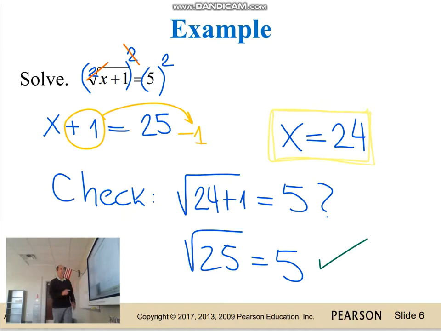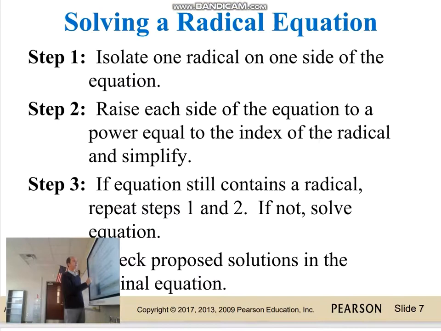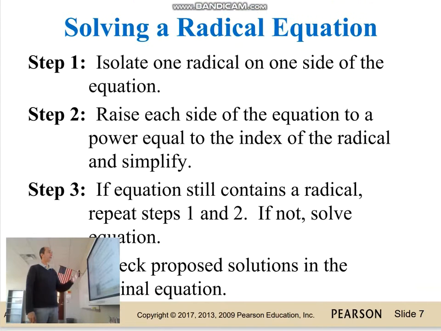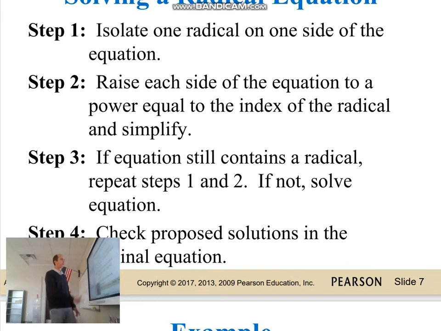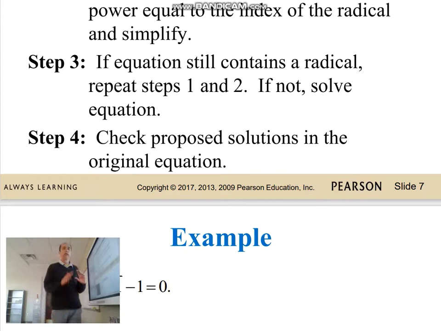Okay, now this is the step by step to solve. Step one, isolate one radical on one side of the equation. Step two, raise each side of the equation to the power equal to the index of the root. And step three, if the equation still contains a radical, you go back and repeat steps one and two. At the end, check the proposed solution. And remember, this check is not only to see if you did anything wrong, it's to check if the solution you found applies to the original equation. Let's work on another example.